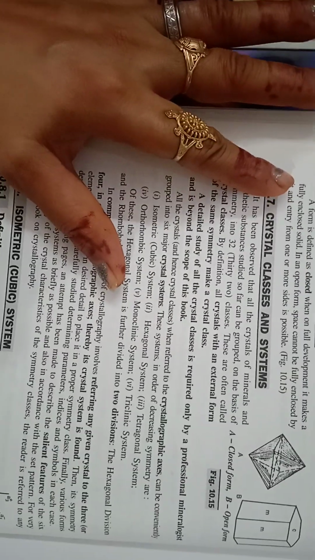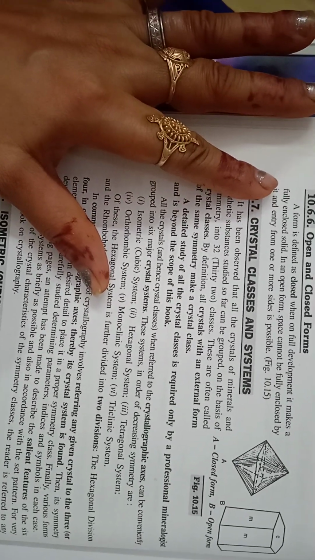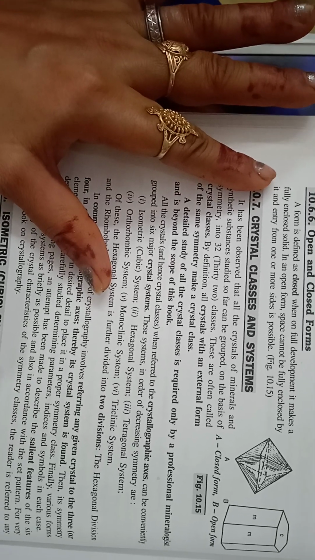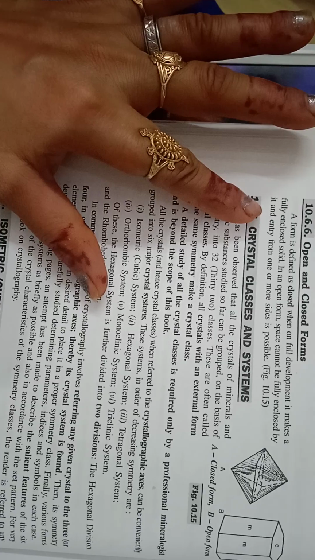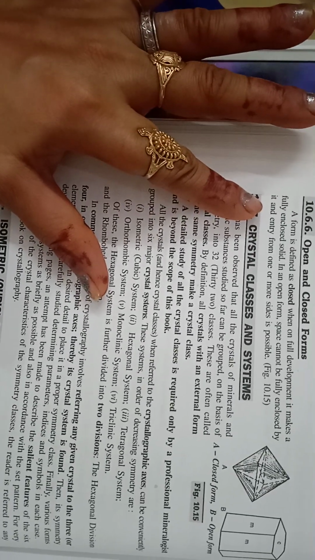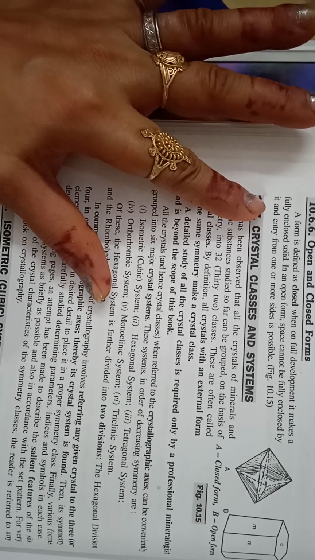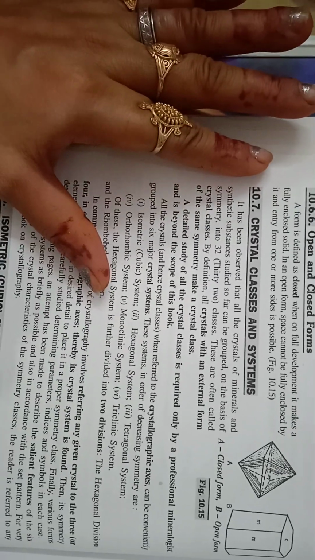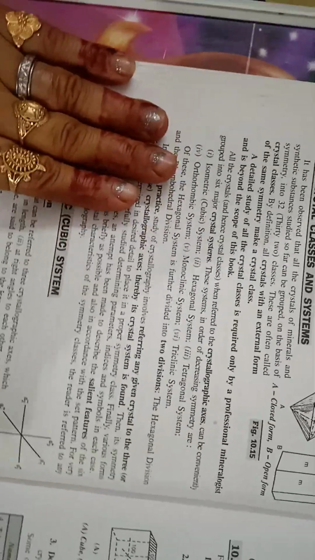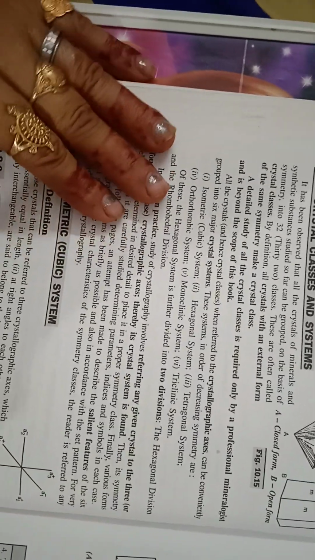Open and closed forms. A form is defined as closed when on full development it makes a fully enclosed solid. In an open form, space cannot be fully enclosed by it, and an entry from one or more sides is possible. Closed forms and open forms, crystal classes and systems.